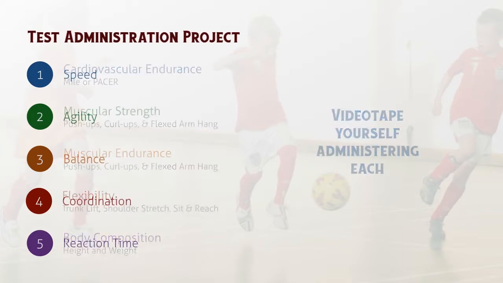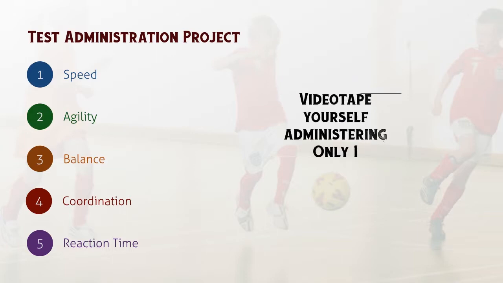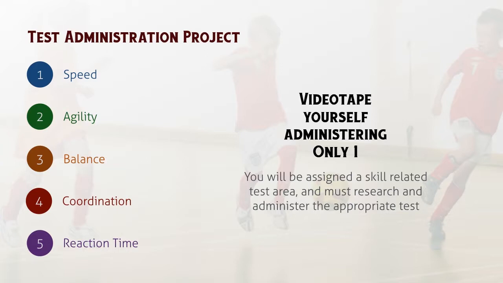Next, you're going to do the same thing, videotaping yourself administering one skill related test, and these are also called performance related, fitness related, or athletic related tests. And these include something in the categories of speed, agility, balance, coordination, and reaction time. You'll be assigned one of these categories, and then you're going to need to research and identify an appropriate test that measures the skill related to the component you're assigned to. So if you're assigned agility, for example, you'll need to research and identify an agility test and then videotape yourself administering that test, once again discussing the objectives, the correct protocols, the proper procedures, and so on.